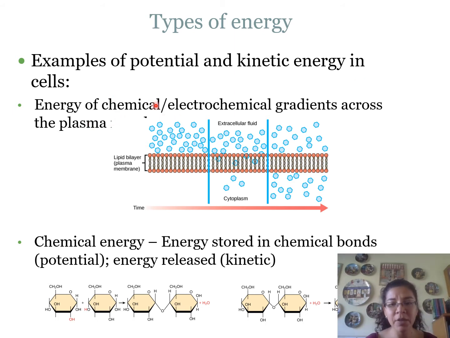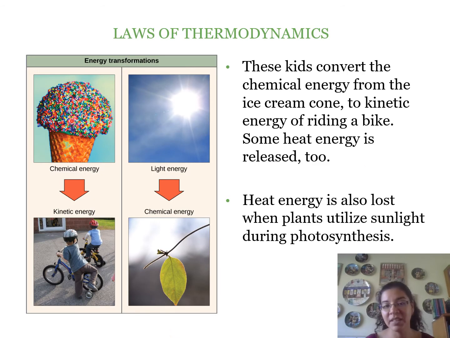Energy of chemical electrical gradients across the plasma membrane. And so chemical energy, energy stored in chemical bonds, that's potential. So when we ingest that food and it's being broken down, that's going to be an example of the release of energy, especially when glucose is broken down further to carbon dioxide and water, right? Glucose is C6H12O6, and there's energy in the bonds of the carbon and the hydrogen. That's potential energy. So when we eat, we have that chemical energy, potential energy, and we utilize that potential energy, convert it into kinetic energy that gives us that boost. And so we have kinetic energy.